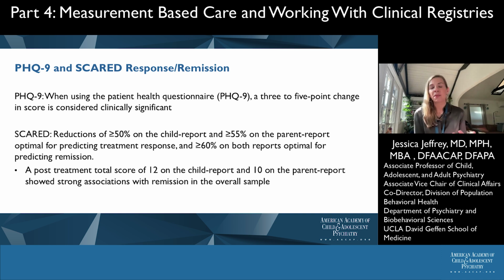So what are we looking at when we are looking for response? So for PHQ-9, in this particular case, we're looking for a 3 to 5 point reduction in score, and that is considered to be a clinically significant change. For the SCARED, we look for reductions of greater than or equal to 50% on the child report and greater than or equal to 55% on a parent report as being optimal for predicting treatment response, and a greater than 60% reduction on both reports as being optimal for predicting remission. And then a post-treatment score of 12 on the child report and 10 on the parent report in studies showed strong association with remission in the overall sample. So really looking at that as being something we may want to target as being under those numbers.